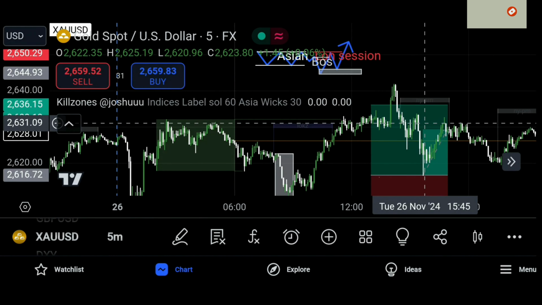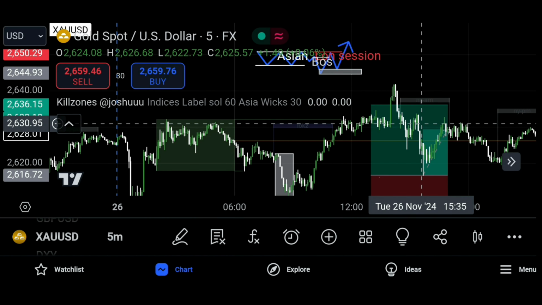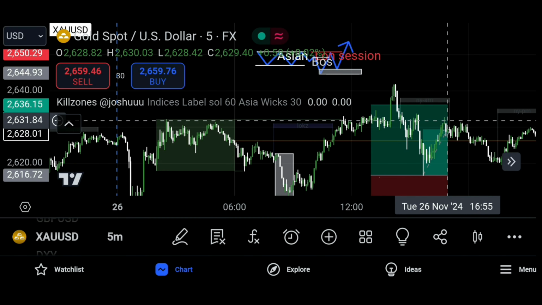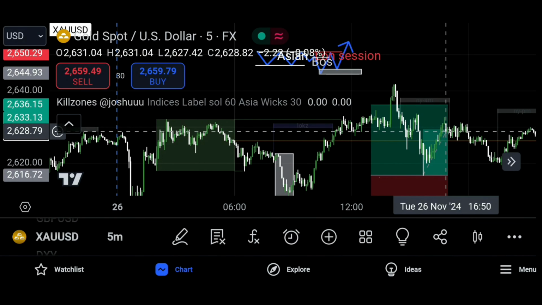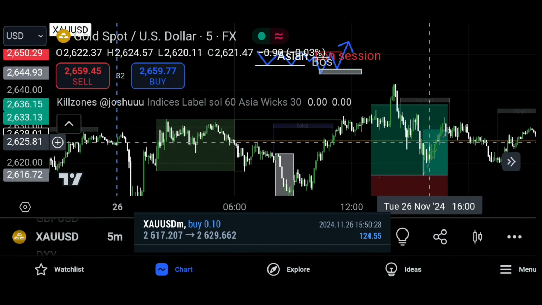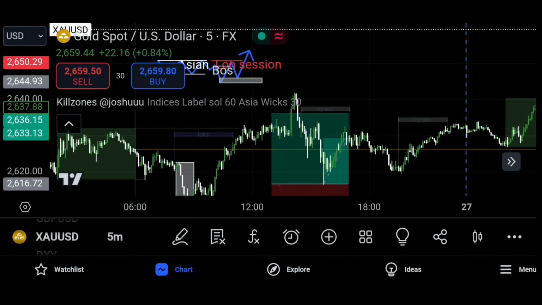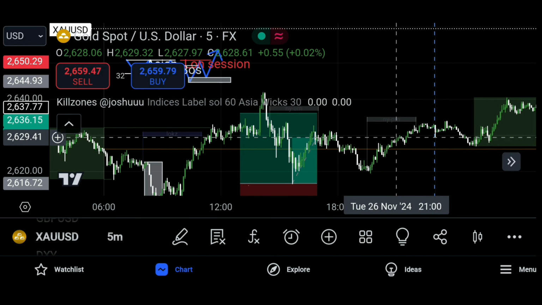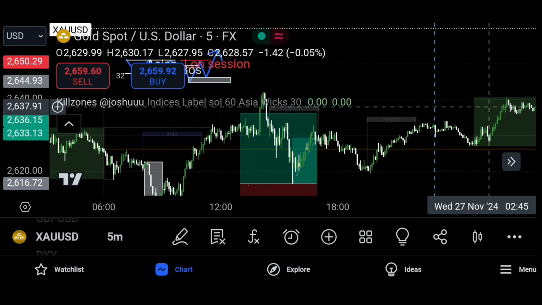I came out of the trade around here, at this imbalance, because it was getting to the close of the market, and I was okay with the profit I made. But nonetheless, the market still went and still hit our TP here, but it was the next day.